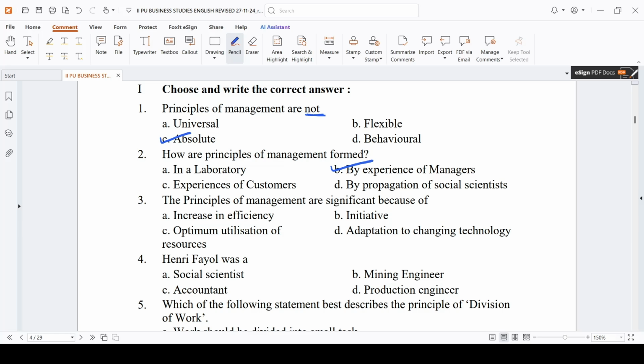Principles of management are significant because of why? Why are these principles of management important? Because they tell you the optimum utilization of the resources which are available in your organization. That's why this plays a very important role. So the answer is optimum utilization of resources.